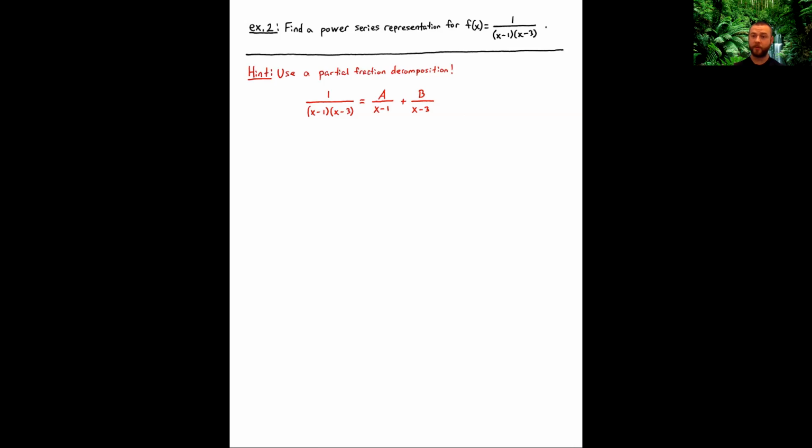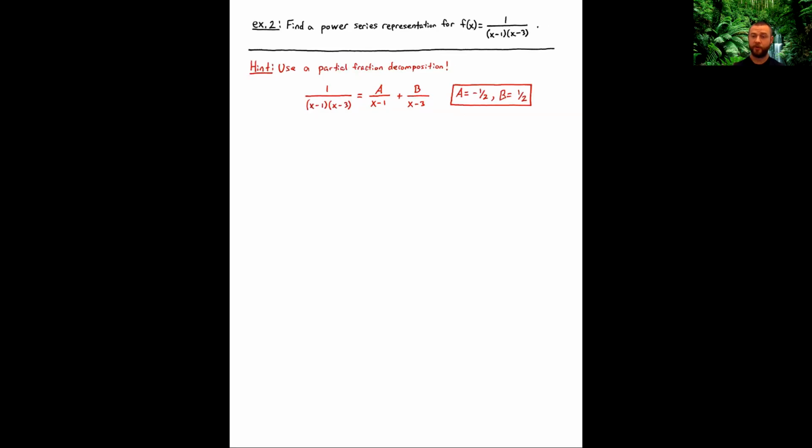Welcome back. Hopefully the hint was enough to get you through this. If you went through the partial fraction decomposition correctly, solving for the values of A and B, you should find A is minus a half, B is positive 1/2. So just make sure you're comfortable with that, since we did cover earlier in the course partial fraction decomposition, but it might have been a while ago.